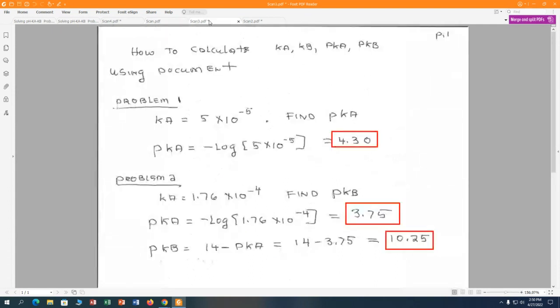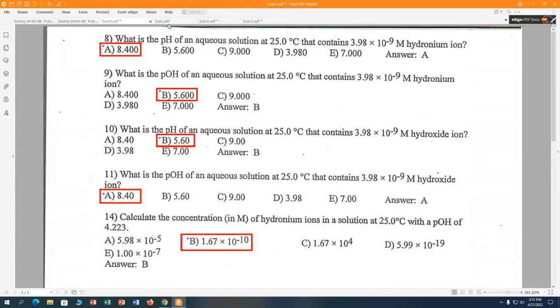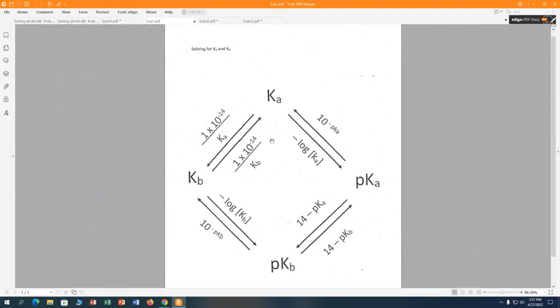Okay, now let's go to the next. Okay, again, to do this one, they gave us 5 times 10 to the minus 5th is Ka. So how do we find pKa? Well, we go back to the chart, right here. And you have the Ka value, and you go to get the pKa.